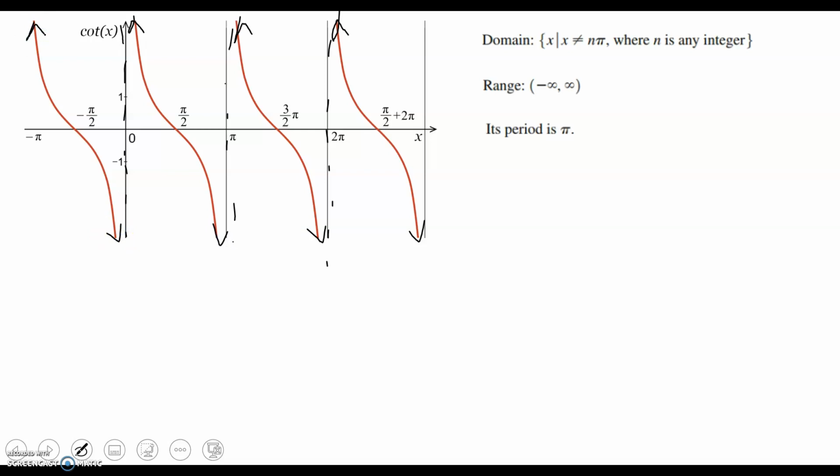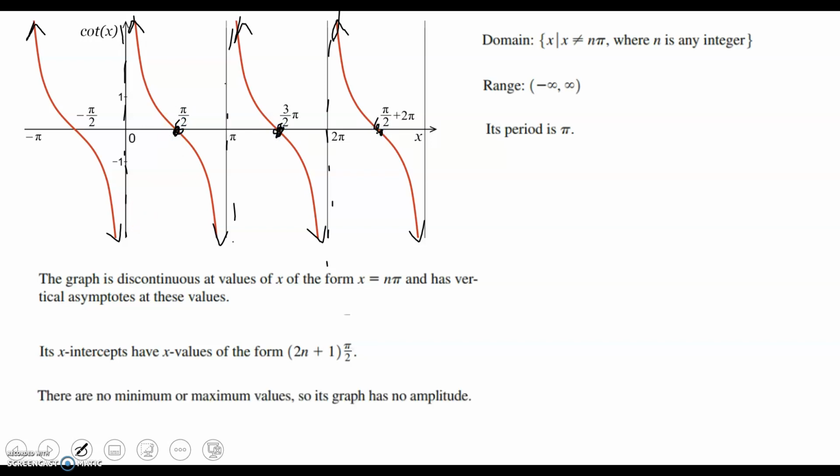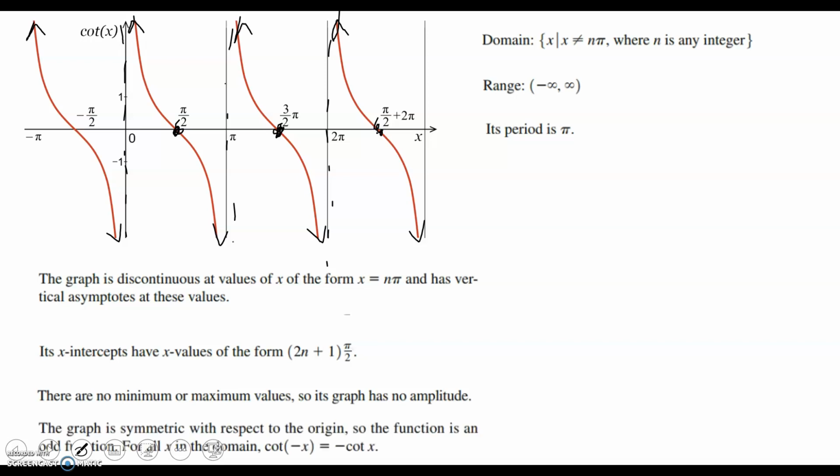Also, the period is pi, because the distance from here to here is pi. So the distance between these asymptotes is pi. Again, this is just to let you know where the asymptotes happen at every integer multiple of pi. There is no amplitude also, because there is no max and min value. Also, the x-intercepts happen at every odd multiple of pi over 2. We didn't talk about this in the last one, but then I already talked about that.